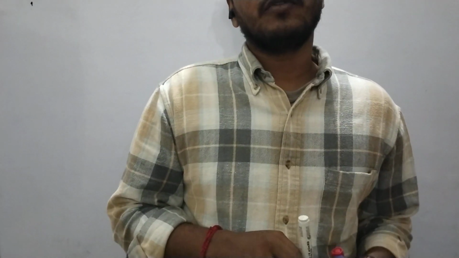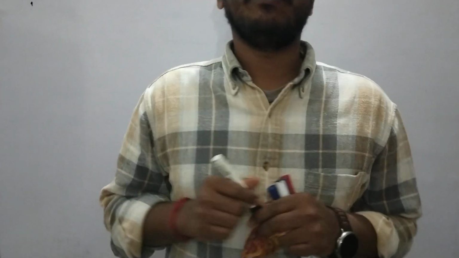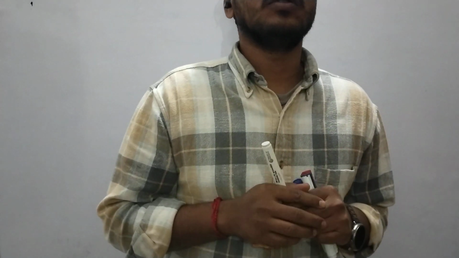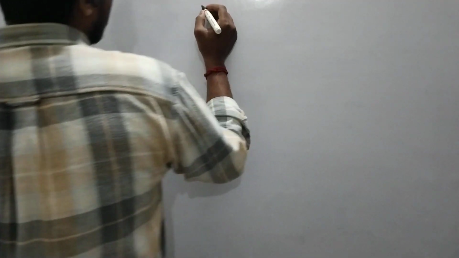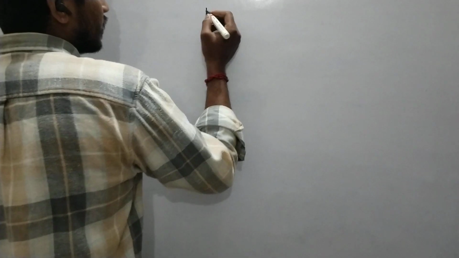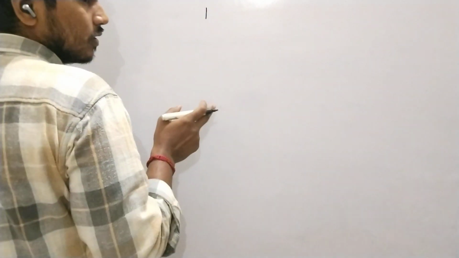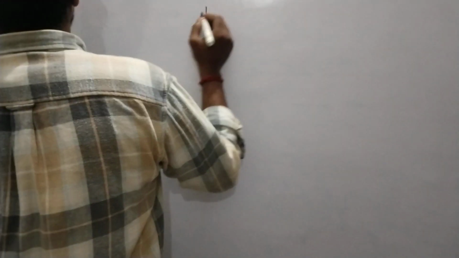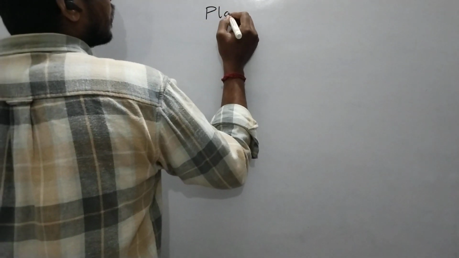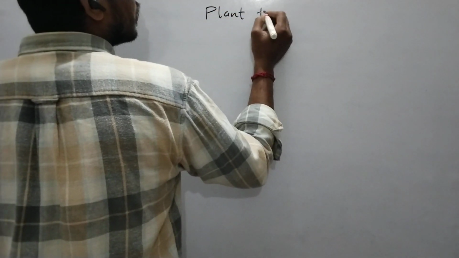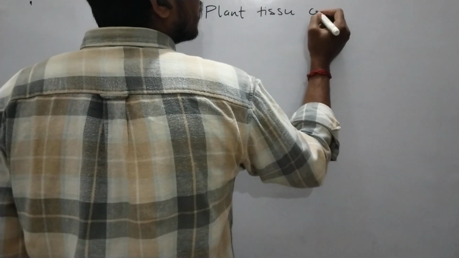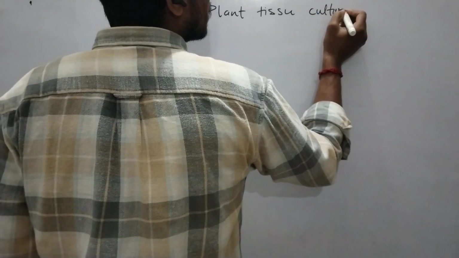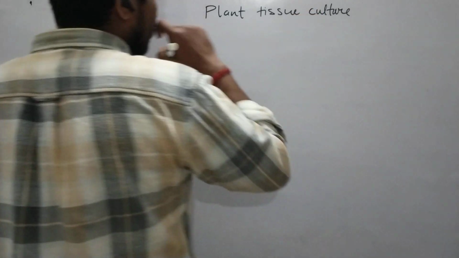This is a very important topic. From this topic GAT B will ask 2 to 3 questions, and I will tell you in which subtopic they will ask more questions. The topic is under the chapter recombinant DNA technology. You can consider plant tissue culture, okay.